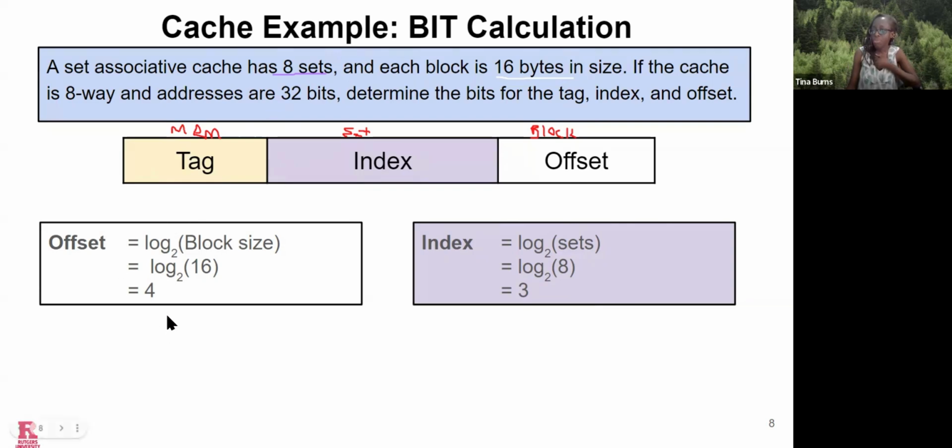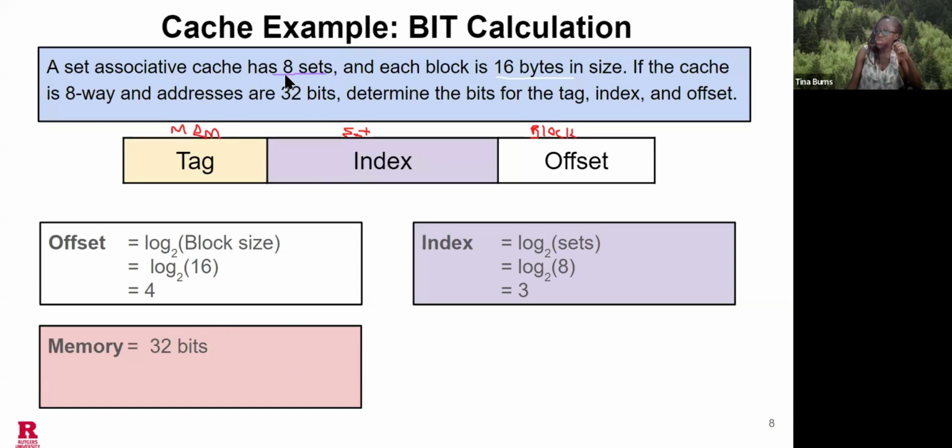Now keep in mind that I said your tag is basically what's left over from the total number of bits needed for the memory location after you get your organizational things from the cache. So this is organizing the cache, the index and the offset. The first thing I need to do to determine my tag bits is figure out how many bits are needed for my memory.